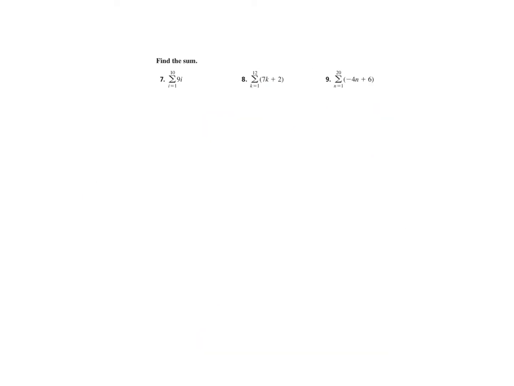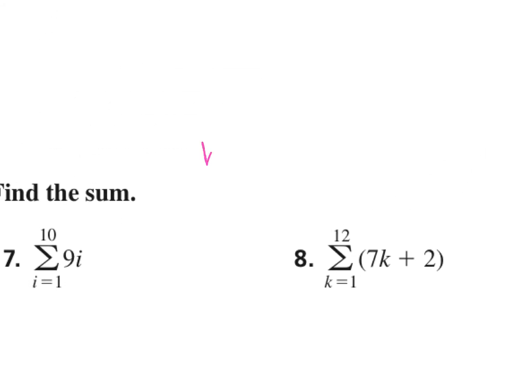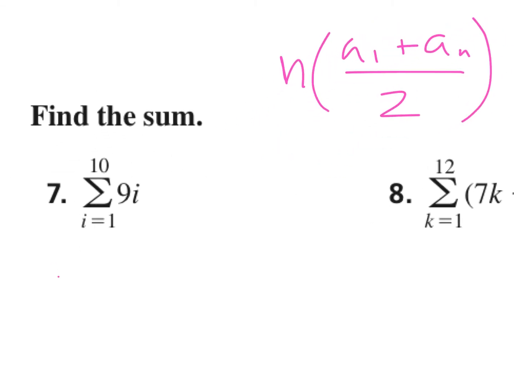All right, we got a couple more. So let's look at the next one. I'll write our formula again up top. We have n times a sub 1 plus a sub n over 2. So for number 7, what's our n? How many numbers are we dealing with here? 10. What's our first term? 1.